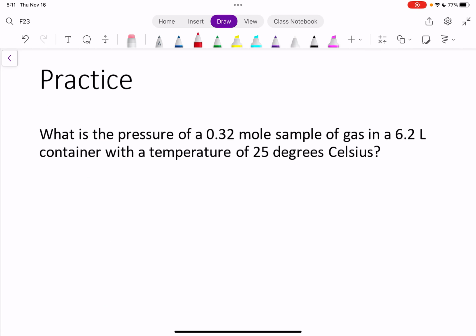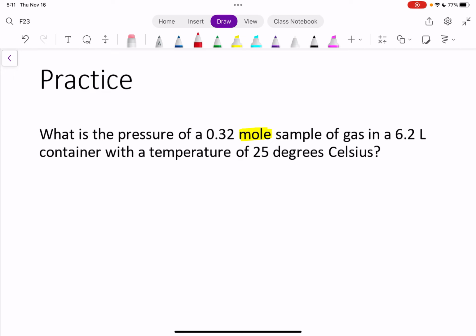So it says, what is the pressure of a 0.32 mole sample of gas in a 6.2 liter container with a temperature of 25 degrees Celsius? Now, my other tip is anytime you see moles in one of these problems where you're trying to use gas laws, you're not going to be told right away in this problem that you have to use the ideal gas law. That's your job to figure out by labeling all of the different parts you're given in the equation.